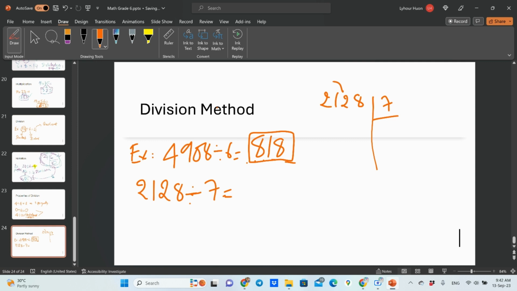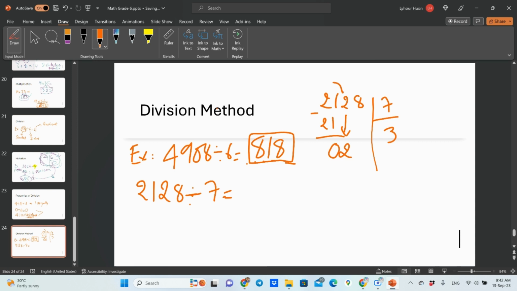So we take two digits. How many times does 7 go into 21? Three. Three times seven is 21, and 21 minus 21 is zero. So we drop one digit, which is the 2. Then 2 is smaller than 7, which we cannot divide, right? So we drop down the 8.